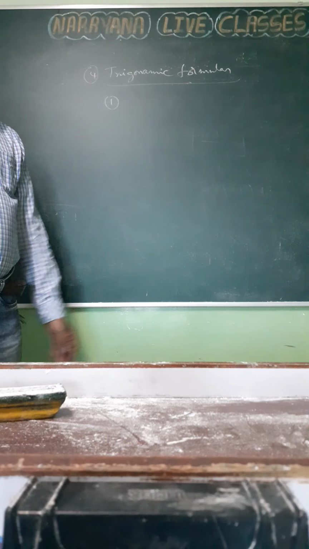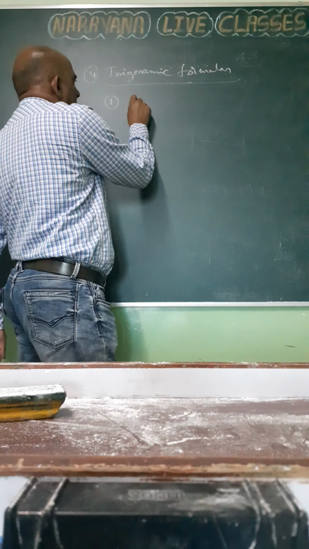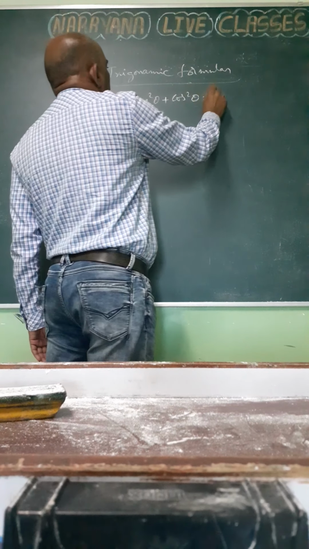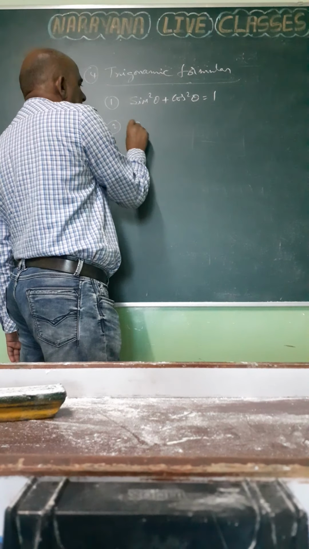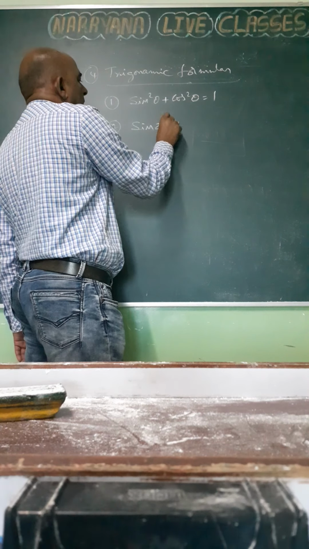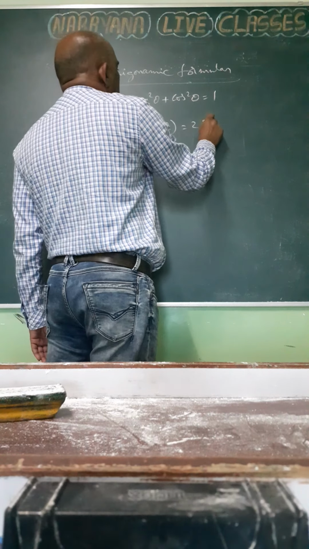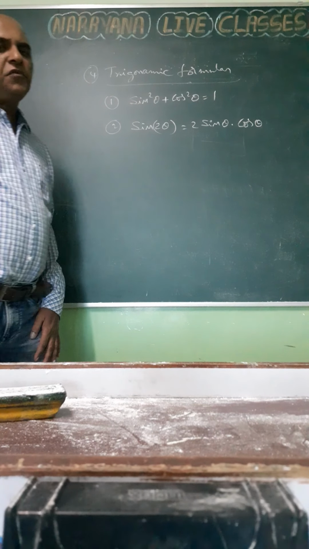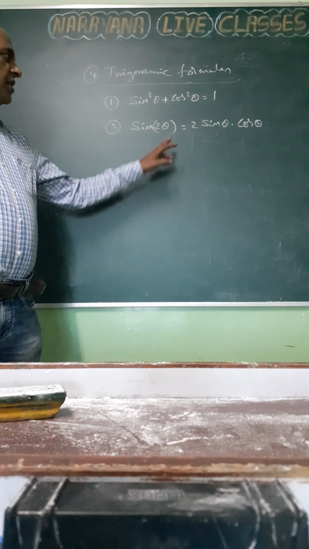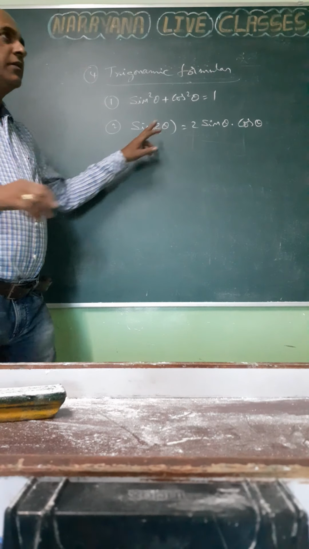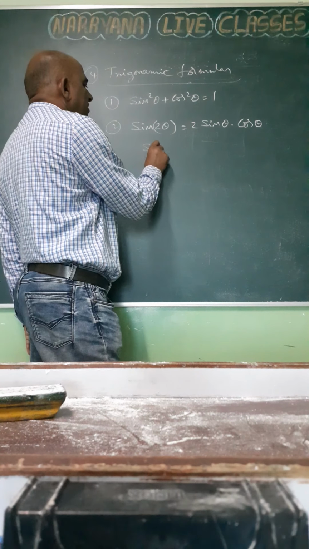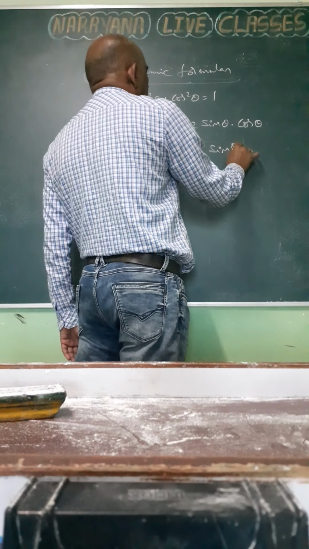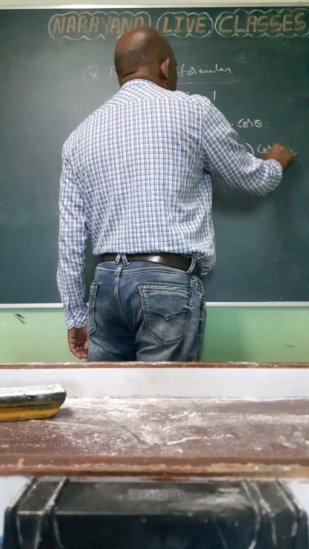We know very well sin square theta plus cos square theta is 1. And the second one, the expansion of sin 2 theta is required. Sin of 2 theta is 2 sin theta cos theta. Instead of 2 theta, if theta is there, that means sin of theta, you can write it as 2 sin theta by 2 and cos theta by 2.